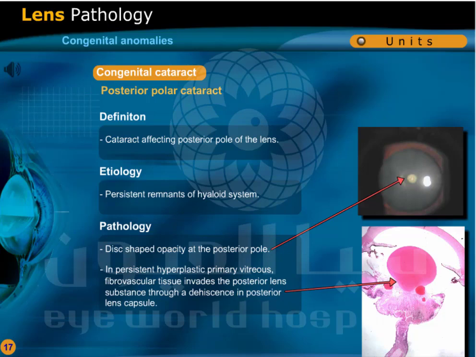It is due to persistent remnants of the hyaloid system. Disc-shaped opacity at the posterior pole is present in persistent hyperplastic primary vitreous. Fibrovascular tissue invades the posterior lens substance through adhesions in the posterior lens capsule.